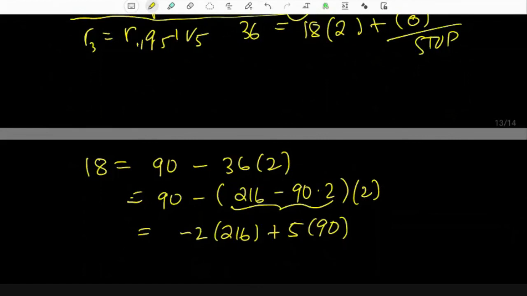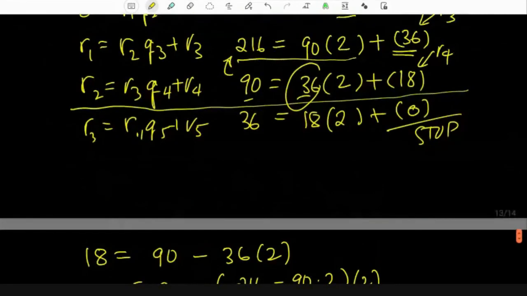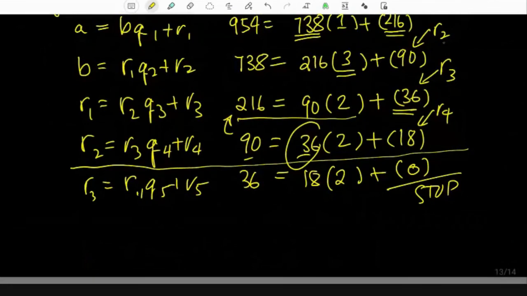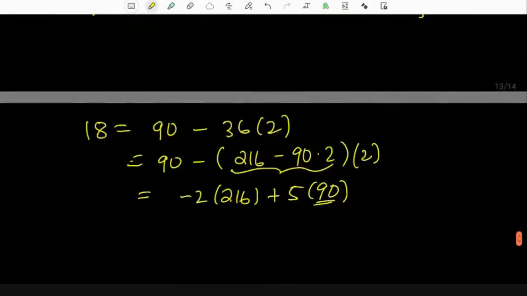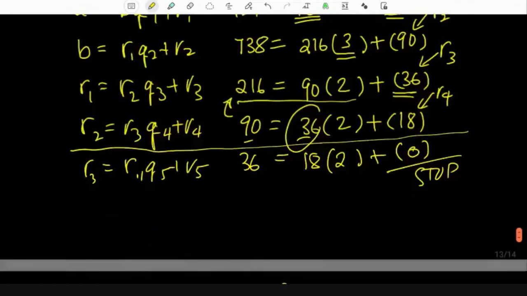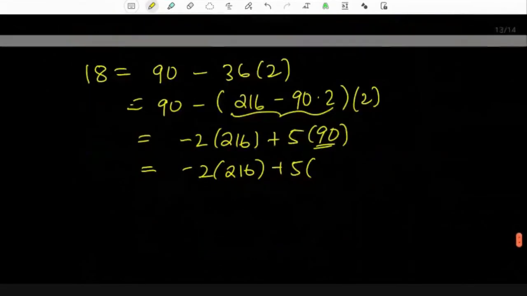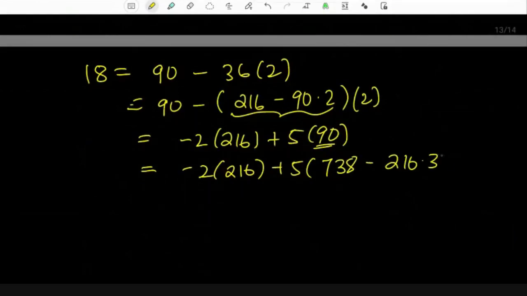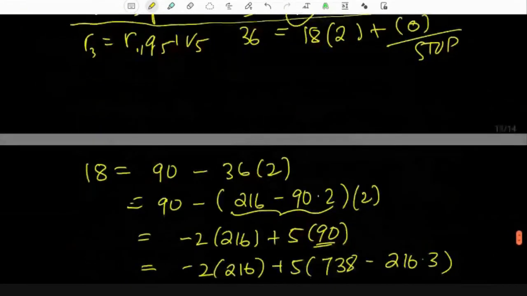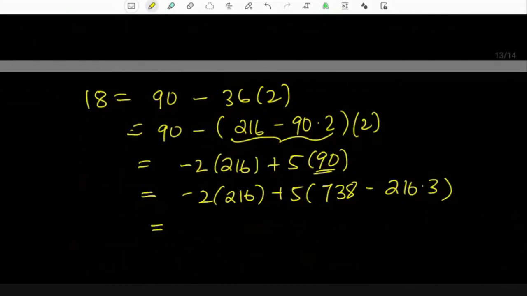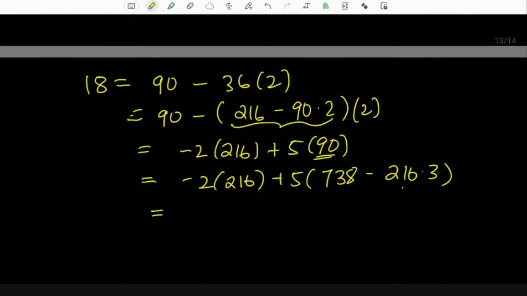Now, earlier we replaced the 36, the R3. Now, what you replace is the R2, going back sequentially, which is the 90. So this is next to be replaced; the 216, leave it for now. So negative 2 times 216 plus 5 times, and we replace the 90 with 738 minus 216 times 3. Double check, 216 times 3. If you simplify this, the 216 is times 3, then times 5, so negative 15 minus 2, so minus 17. So we have 5 times 738 minus 17 times 216.